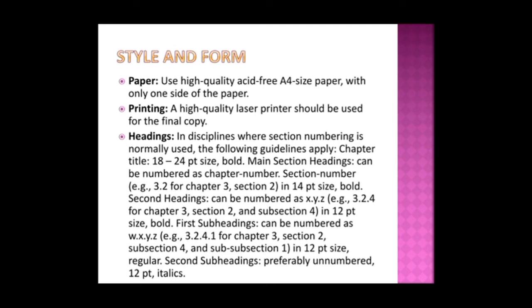And first subheadings can be numbered as 3.2.4.1, that is in the third chapter, section 2, subsection 4 and subsection 1, that way we are numbering the first subheadings. The size is also 12 pt, and there is no need for bold, it is regular only. And the second subheading is preferably unnumbered, in 12 pt italics. So these are all the guidelines for the style and form, and which paper and which quality of printing you are using for the thesis.